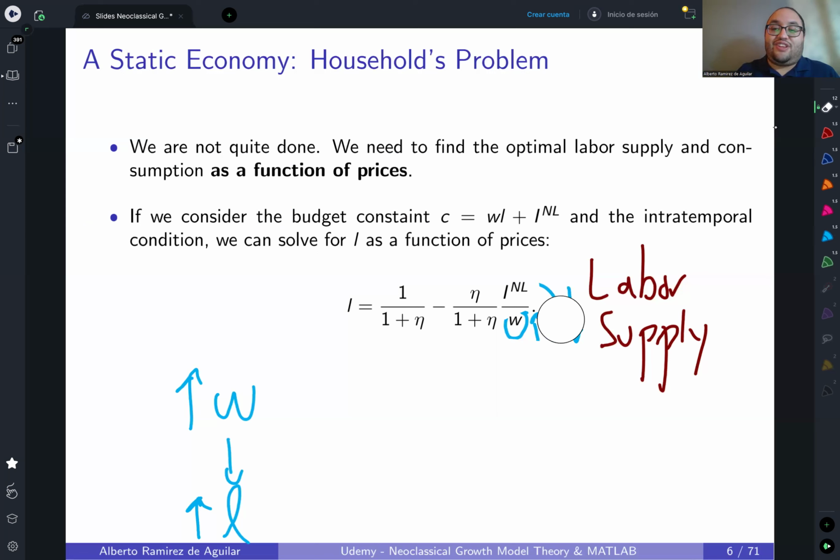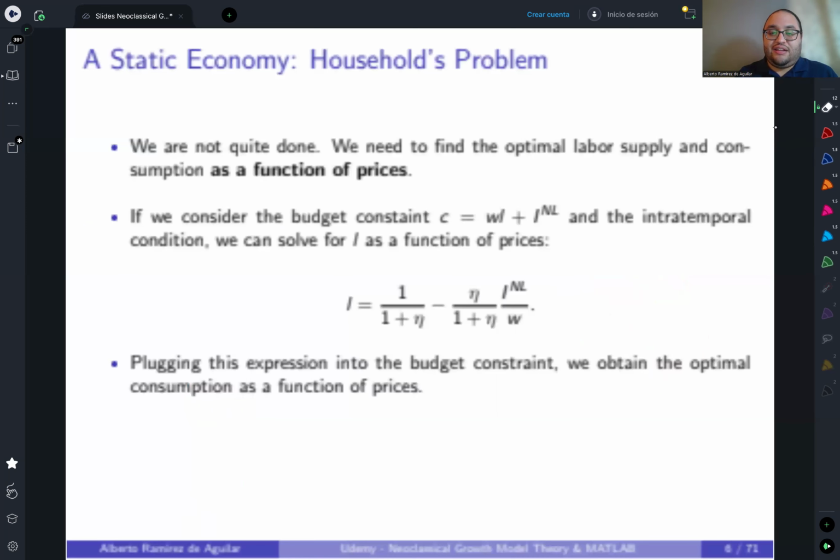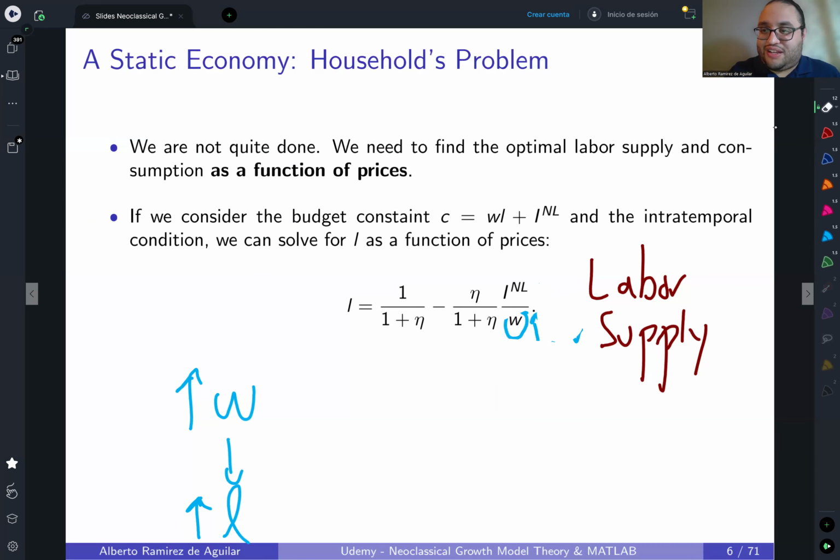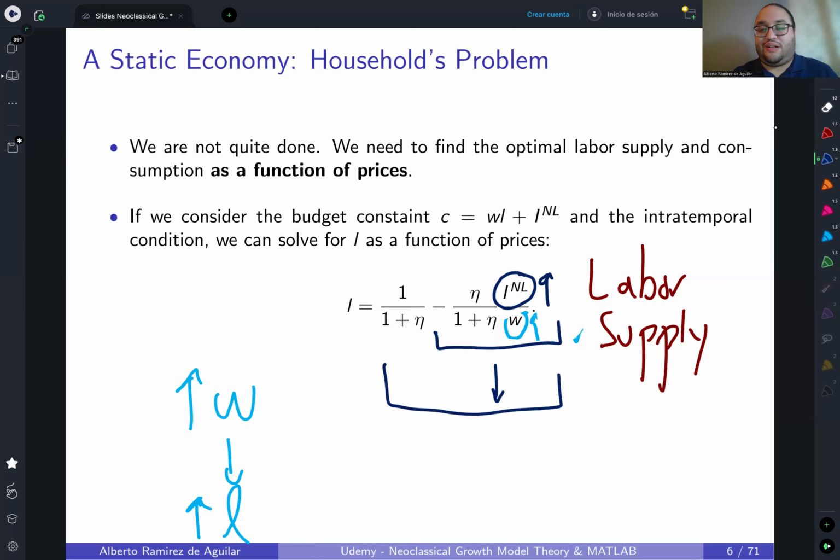Okay. And on the other hand, this labor supply will be a decreasing function of the non-labor income. Okay. So I just want to show you that because the non-labor income is here, if we increase this term will decrease, which means that this term decreases as well. Okay. And so what this is saying is a higher non-labor income is gonna invite households to work less.